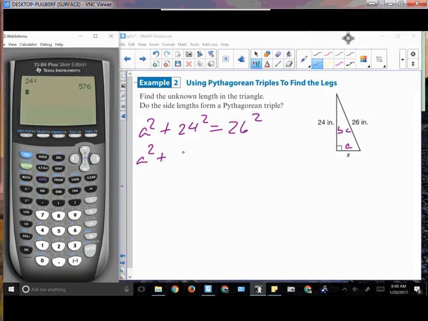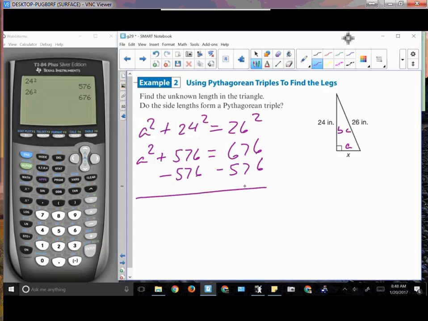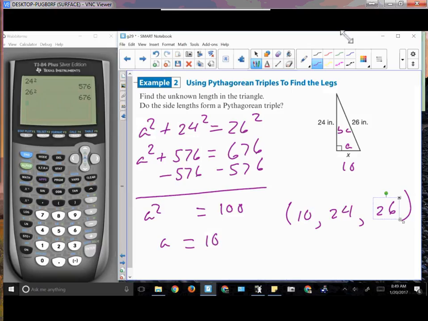Okay. So, 24 squared, we end up with 576. 26 squared, 676. So then we just do the algebra. Subtract 576. I end up with a squared is equal to 100. A is equal to 10. So there we go. Do we have another Pythagorean triple? Yes, we do. And that's going to be 10, 24, 26. Okay. So there we go. Again, the Pythagorean theorem, you've used it before. It's not all that difficult to deal with.